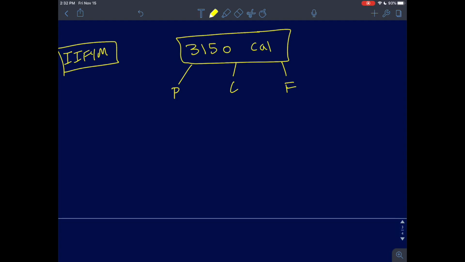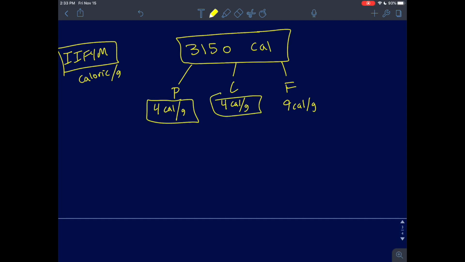For protein, carbs, and fat, they each have their own caloric makeup per gram. Protein has 4 calories per gram, and 4 calories per gram for carbs as well. These two have the same caloric makeup. And we also have fat, which is 9 calories per gram. Now I want you to remember these numbers in the back of your head.